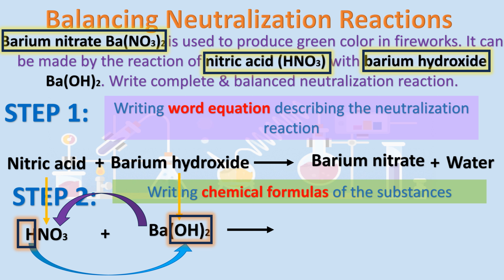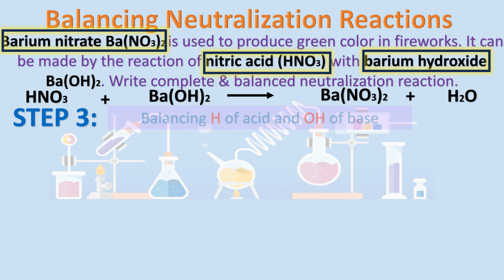Now, how would we know the formula of the salt? For this, we need to write charges on barium and nitrate. As barium is a member of group 2 of the periodic table, the charge on barium is +2. And that on nitrate is -1. To write the formula, we would exchange the charge numbers. 2 would go with nitrate and 1 with barium. Hence, the formula of barium nitrate is Ba(NO3)2, and that of water, H2O.